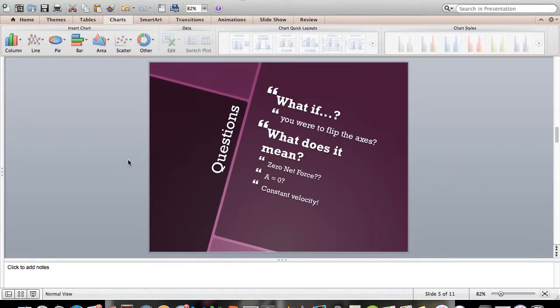So what of net force? Zero net force means that we have an acceleration of 0. This is due to our constant velocity.